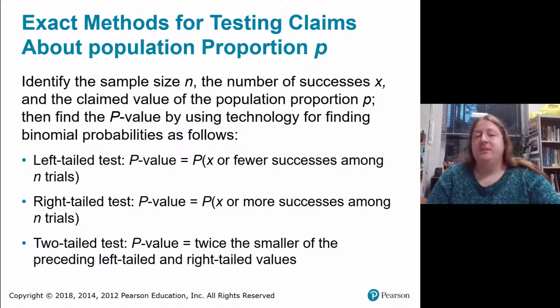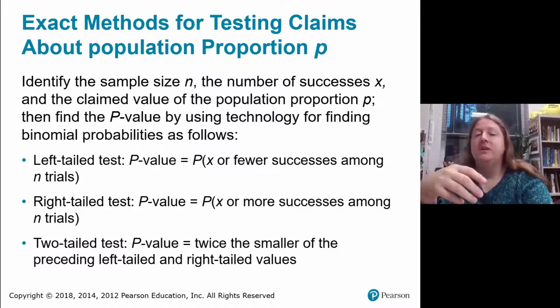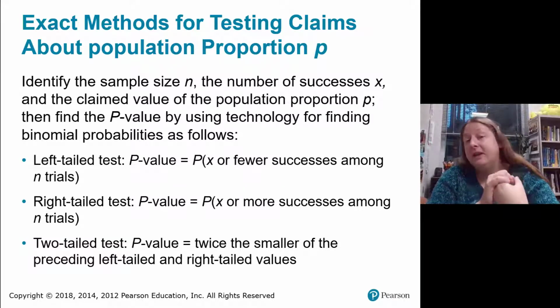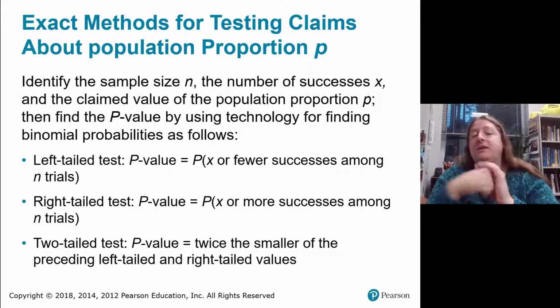So our exact method for testing claims about a population proportion, you can do this by hand, but it's honestly a mess, so it's beyond what we're going to do. What you need to know is that to use exact methods, we need the sample size, the number of successes, and the claimed value of the population proportion, and we're going to find a p-value using technology for finding binomial probabilities. Now, these are the binomial probabilities that we're interested in. If we're looking at a left-tailed test, so our alternative hypothesis has a less than in it, we'll be looking for the probability of x or fewer successes among n trials.